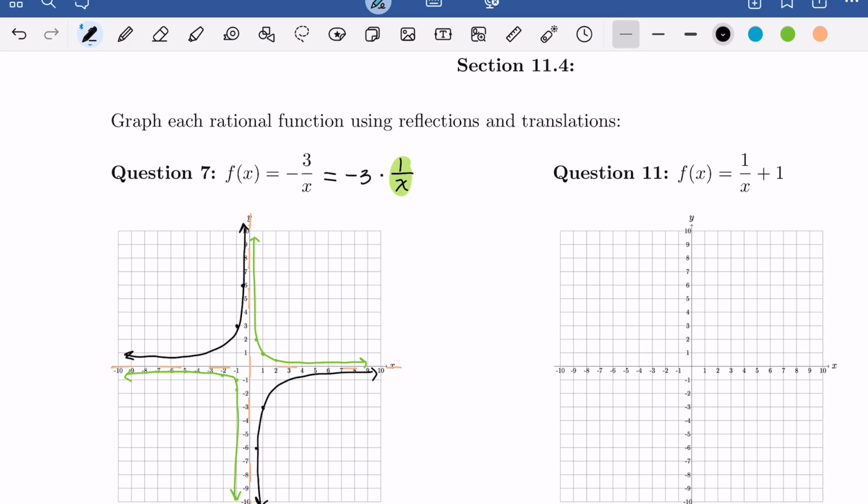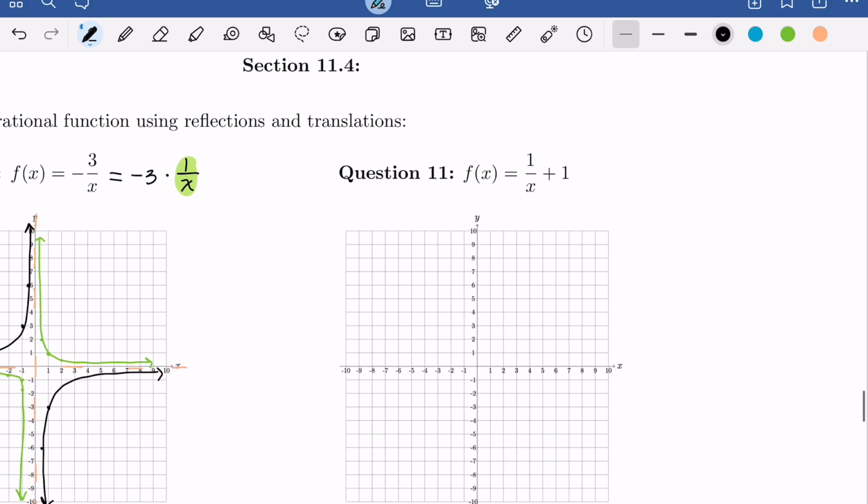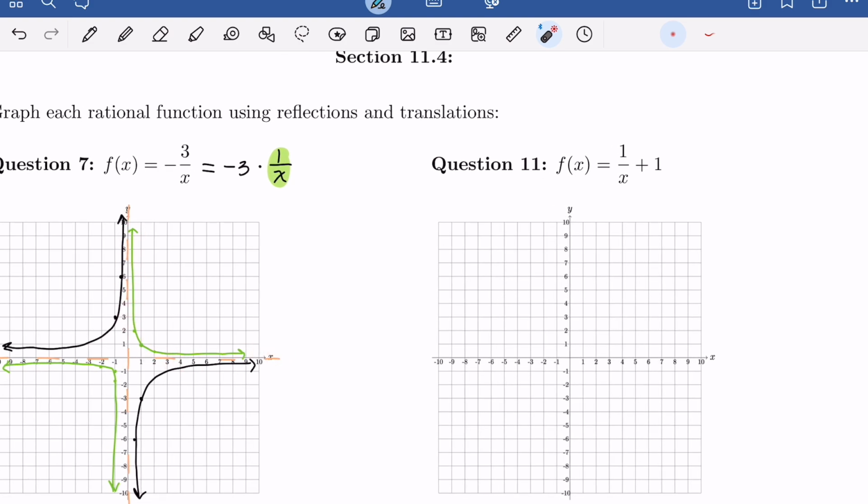Alright, so let's do the same thing for question 11 here. Now in this case, we have our parent function, this 1 over x, but then this plus 1 on the outside tells us that we're actually going to be moving our graph 1 over x up 1 in the vertical direction. So, for example, we could just plot some points, and I'm not going to plot the parent function again, it just looks like this in green, and what's happening is all of these points are being moved up 1 unit. So, if we have the point 1, 1, we're going to move that up 1 unit. It's going to be right there. If we have the point 0.5, 2, that's going to move up 1 unit, right around there.